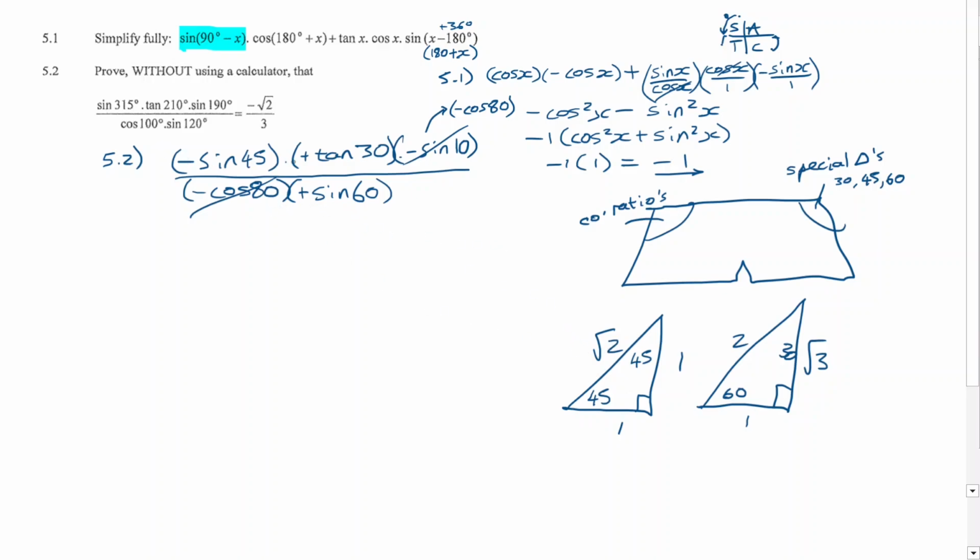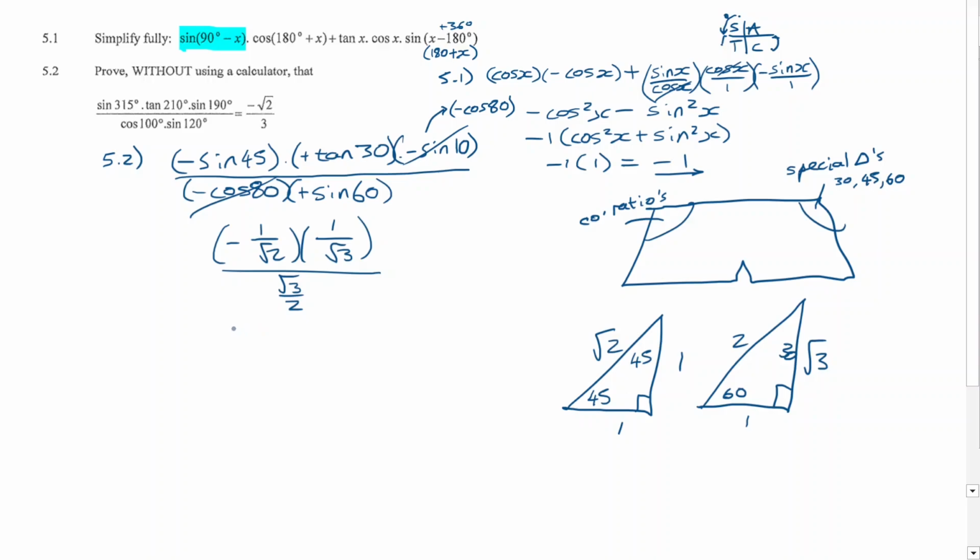So minus sine 45 would be 1 opposite over root 2. Tan 30, I'm going to look up here from 30, and tan is opposite over adjacent. So it's 1 over root 3. And then on the bottom, I've got sine 60. So looking from 60, sine is opposite, root 3 over hypotenuse. That, for me at this stage, isn't that helpful.